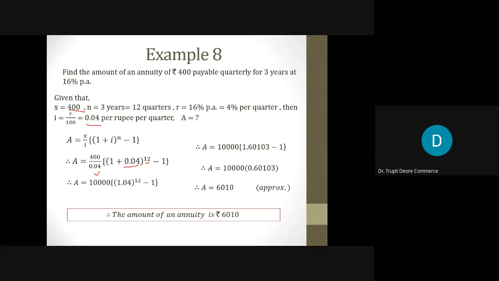Check out. Therefore, the amount of an annuity is rupees 6010. Yes, right. Don't forget to write rupees and percentage denomination. Okay, for maths and statistics, it's important because we are converting everything as per terms and conditions of the interest. Yes, rupees 6010, right?